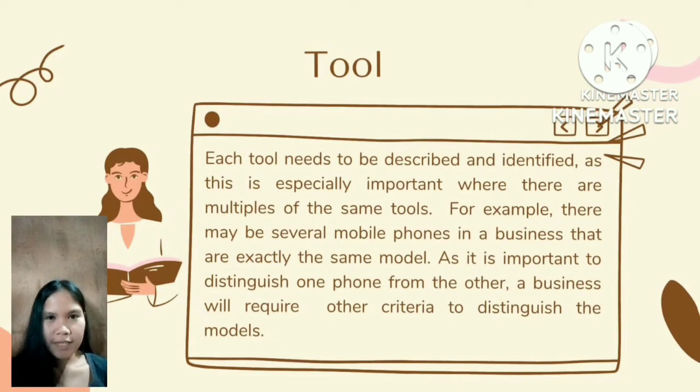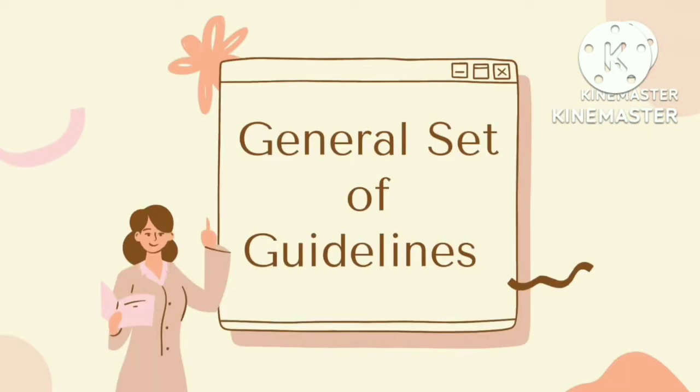Tool. Each tool needs to be identified and described, and this is especially important where there are multiples of the same tools. Every asset must be described in a register to ensure that the asset can be identified, and it must therefore follow that each business must create a set of guidelines as to what constitutes a good asset description.